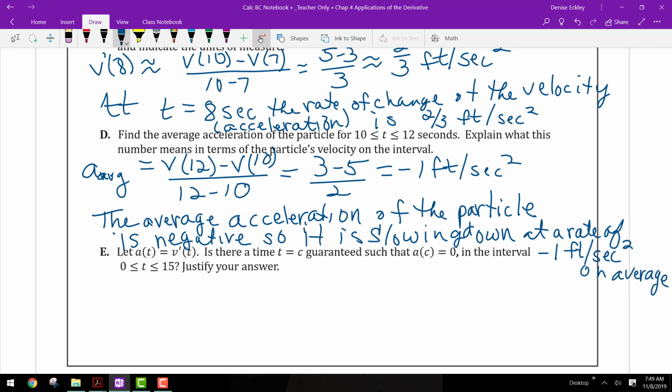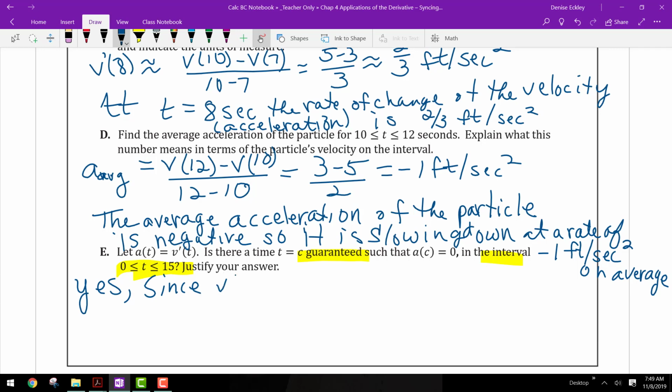Okay, and then finally, let A of t be V prime of t. Is there a time t equals c guaranteed that A of c equals 0 in the interval 0 to t, where t is between 0 and 15? Justify your answer. So there are some words here that should pop out at you: guaranteed, interval. That is the IVT. So we're going to go through this again. This is a different way that the IVT might be presented in a problem. So we're going to say yes, with a Y. Okay, yes.